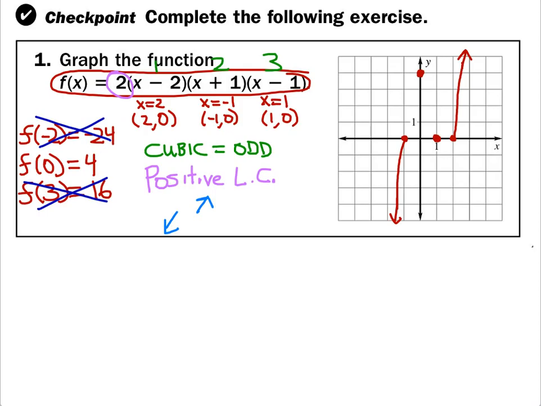If you look back at the function, all of the factors are linear factors. None of the factors are squared or anything like that. So that means that the graph acts like a line when it's passing through them. And that happens at -1, that happens at 1, that also happens at 2.